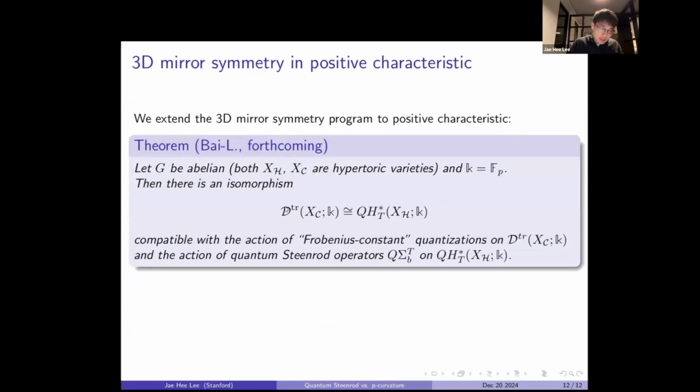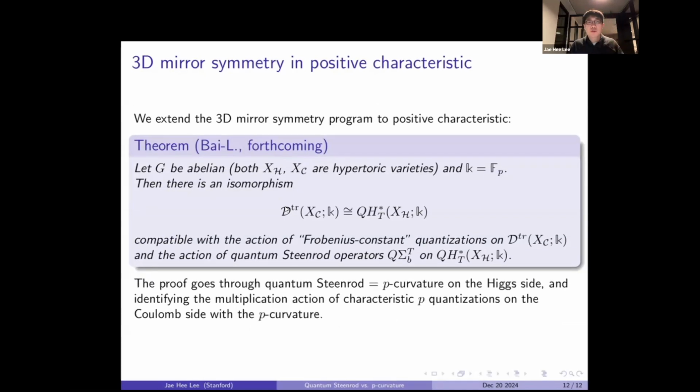And I want to say that this proof also goes through this relationship that identifies the quantum Steenrod and p-curvature on the Higgs side, and some additional computations on the Coulomb side. And this would be the first example, to our knowledge, of the 3D mirror symmetry program that works beyond characteristic zero. So this would be the first positive characteristic example of that story.